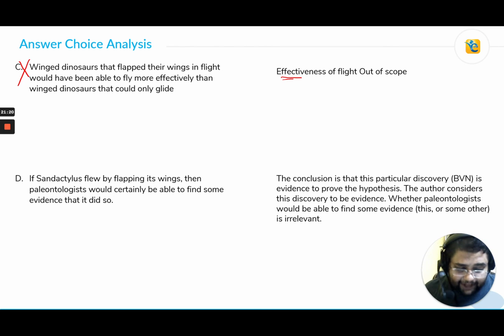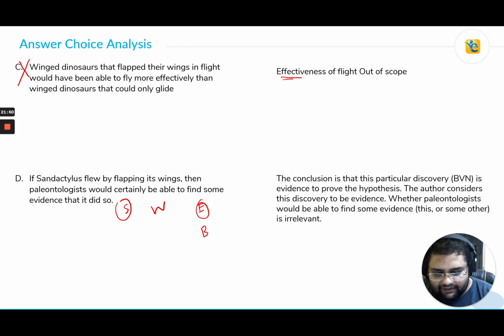Alright, so option D is slightly trickier compared to option C, but again it's a very, very easy option, honestly. So what does option D say? If Sandactylus flew by flapping its wings, then paleontologists would certainly be able to find some evidence that it did so. Or in other words, if it is definitely true that Sandactylus used to flap their wings for the purpose of flight, then at some point of time paleontologists will find some evidence for it. Whether it is this blood vessel network or some other X or Y or Z, we don't know, but some kind of evidence will be found at some point of time.